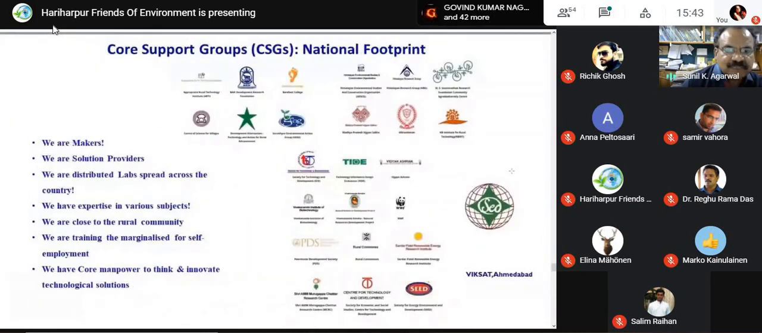So this is the national footprint of these core groups. They believe in working collectively and also with the community, and they are also a think tank at the local level and do innovations for addressing local problems and challenges. Next slide, please.